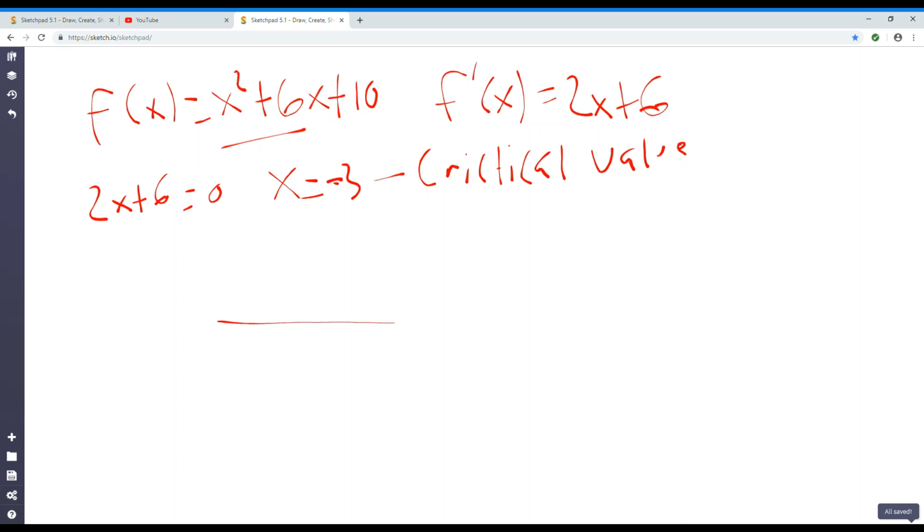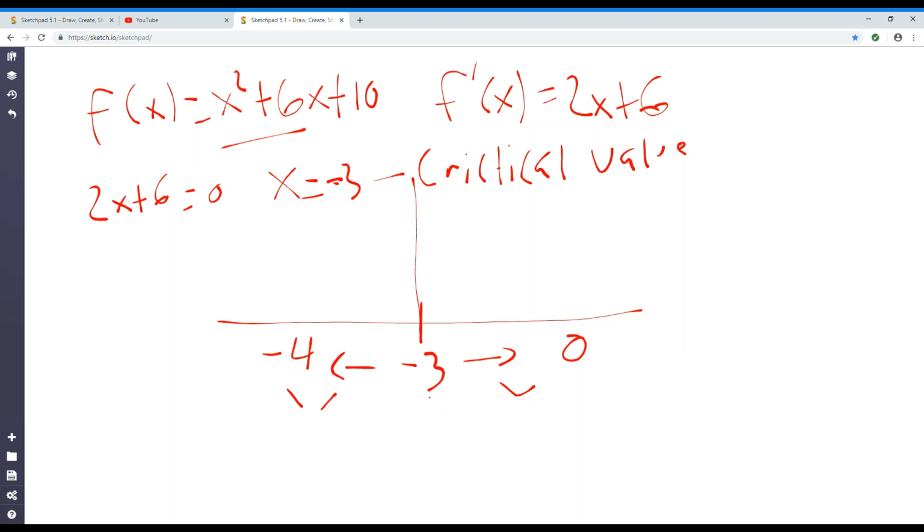So with our critical value, we're going to set up some endpoints. We're going to set up -3 in the middle. We're going to put a line above. Now let's pick one value below -3 and a value above -3. I can't use -3 in our derivative because it will just give us 0, which doesn't help. If I use -4, that'll tell me if the sign is negative or positive. And remember, f prime represents the slope, so the slope is either negative or positive.